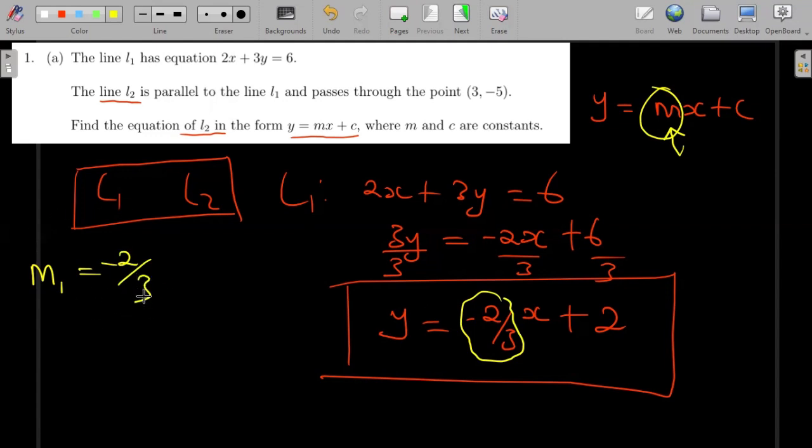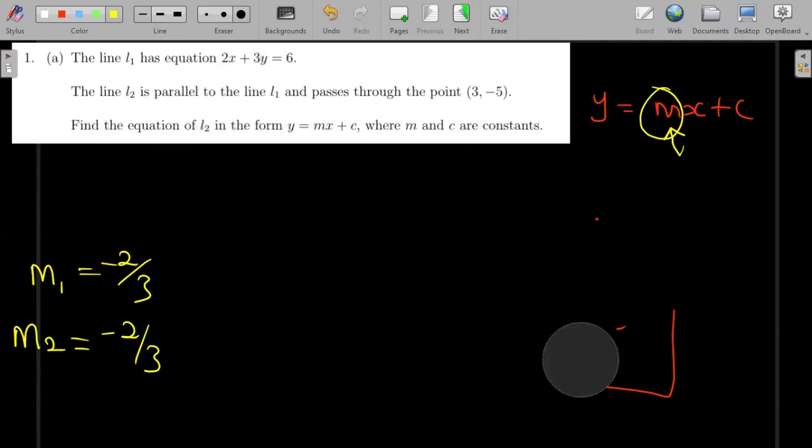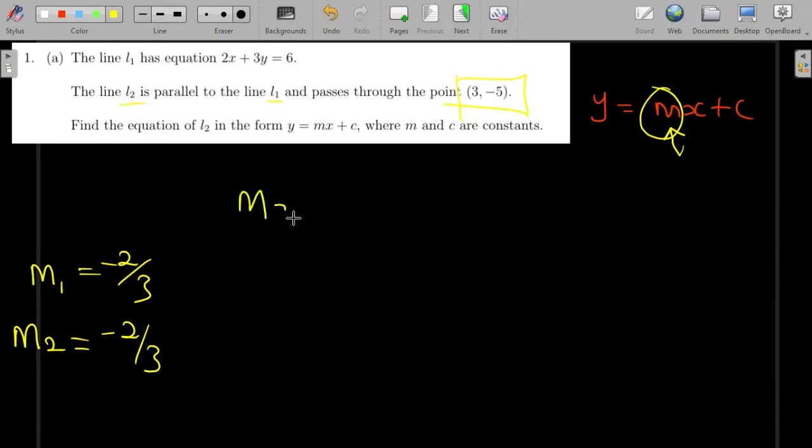Remember we said since these 2 lines are parallel, they have the same gradient. So m2, the gradient of line 2, will also be -2/3. Once we have the gradient for line 2, it will be very easy to find the equation of the line. Line 2 passes through the point (3, -5), and to find the equation of a straight line you only need a point and the gradient.